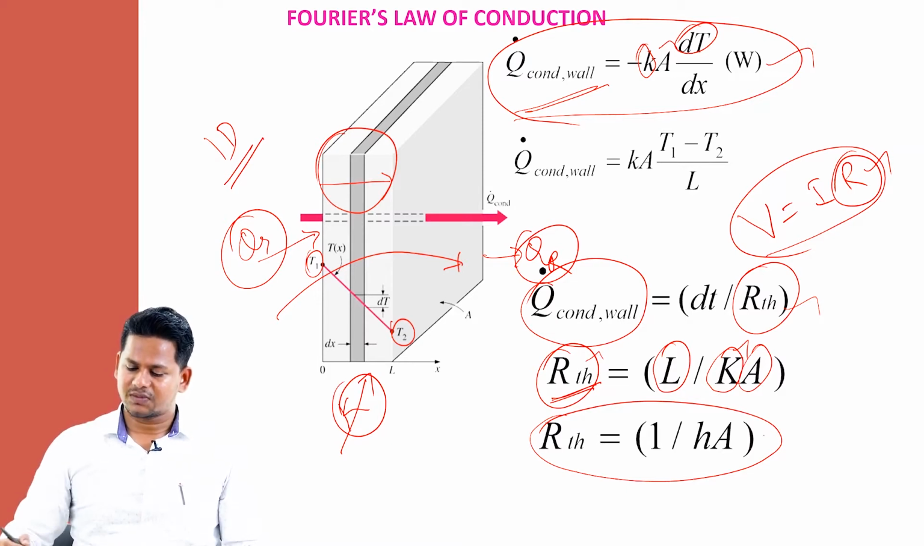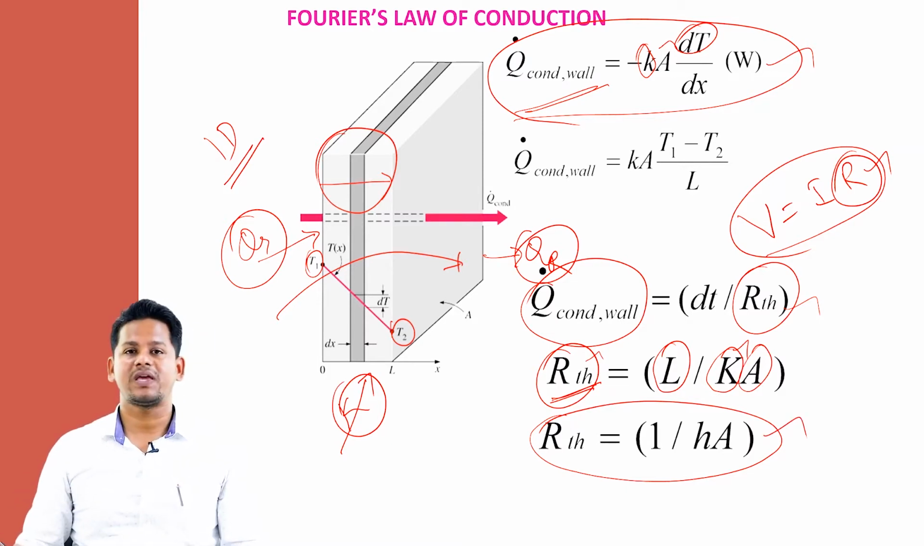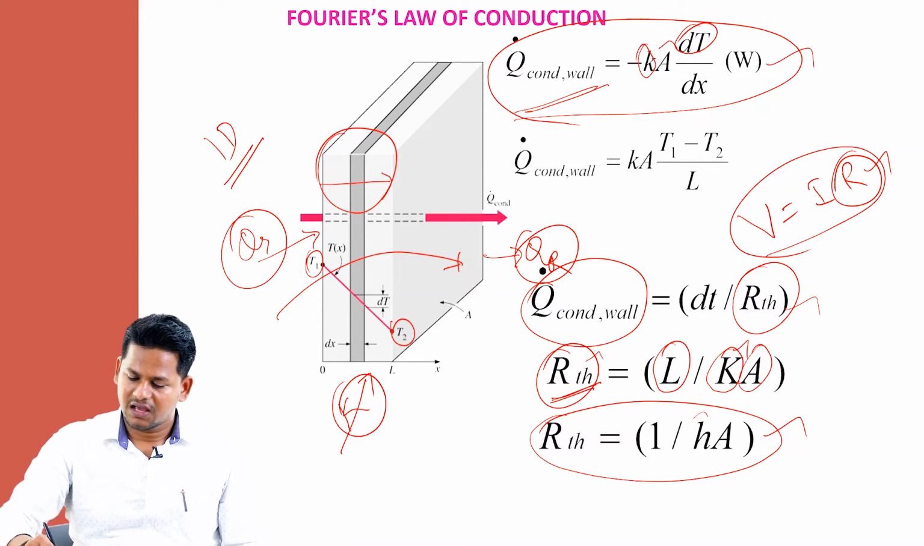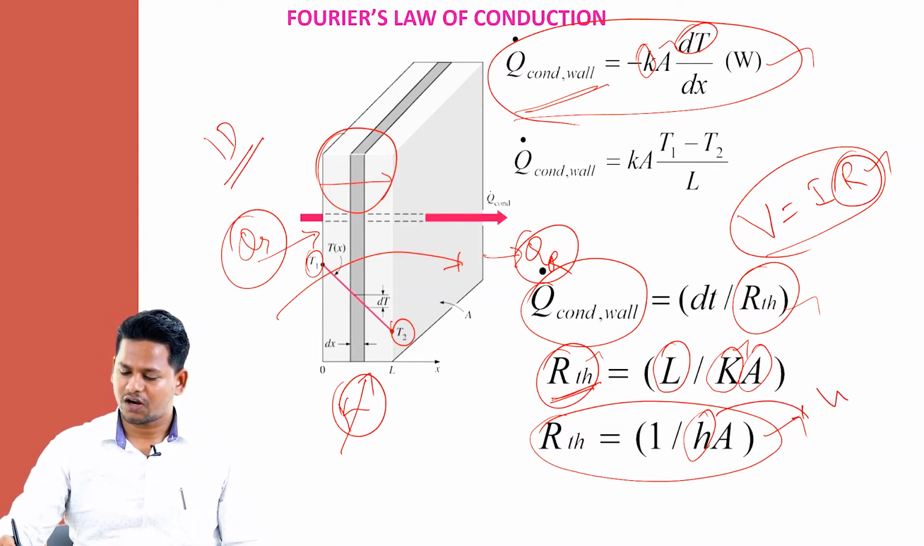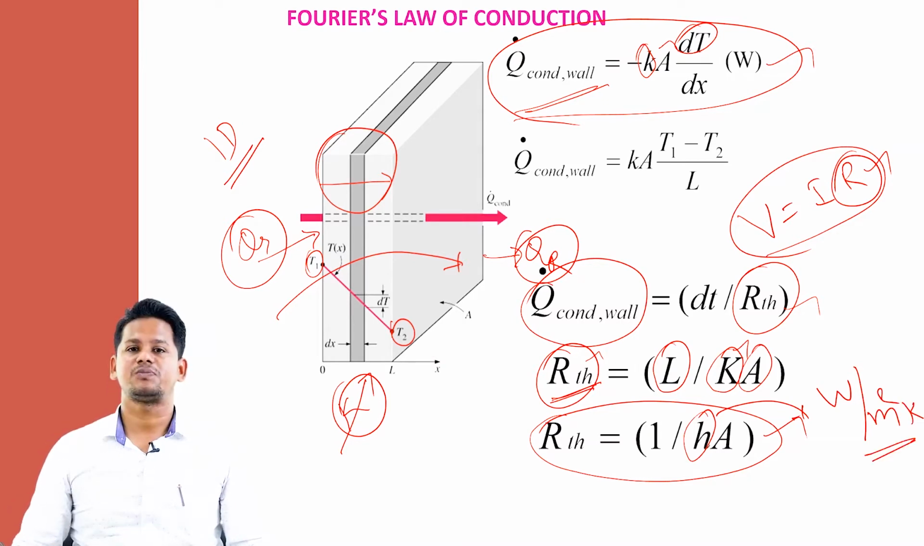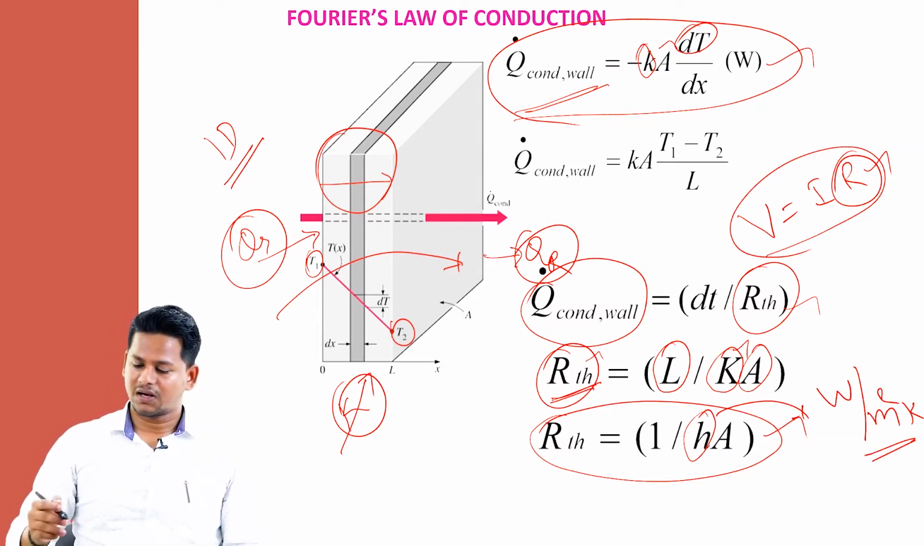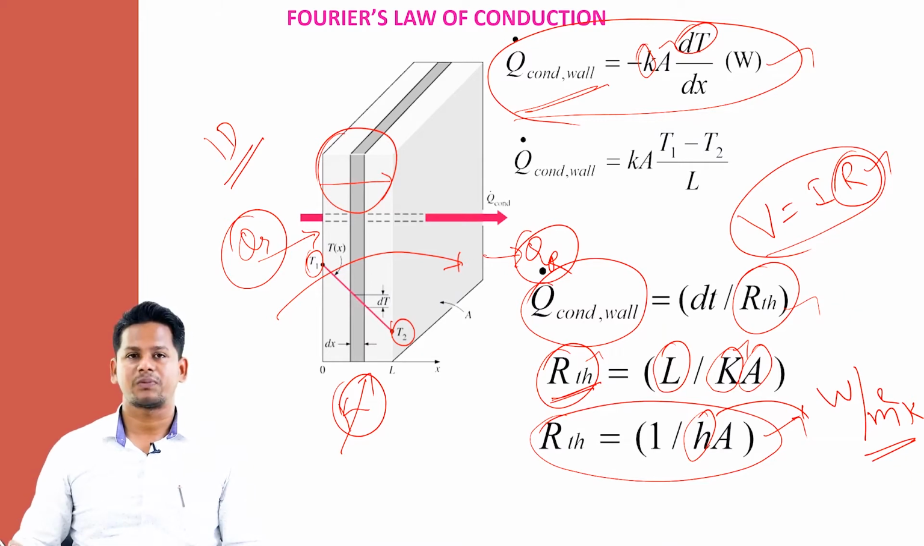So from this HMT data book, we can take the formula as 1 by HA, where h is the convective heat transfer coefficient. The unit is watt per meter square Kelvin. Please be careful with this unit. The unit of thermal conductivity is watt per meter Kelvin. The unit of heat transfer coefficient is watt per meter square Kelvin.